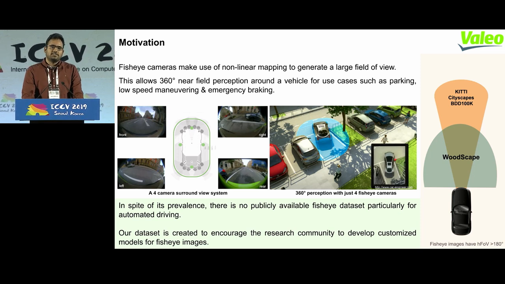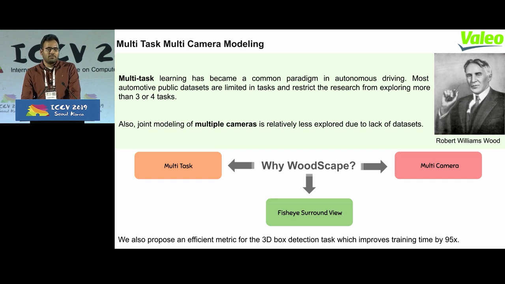In spite of its prevalence, there are few publicly available datasets to measure performance of computer vision algorithms on fisheye images. Our dataset is created to encourage the research community to develop customized models for fisheye images. Recently, multitask learning has become a common paradigm in autonomous driving due to efficient hardware utilization and generalization with a limited amount of data. But the majority of automotive datasets are limited in tasks, restricting the research from exploring more than 3 or 4 tasks.